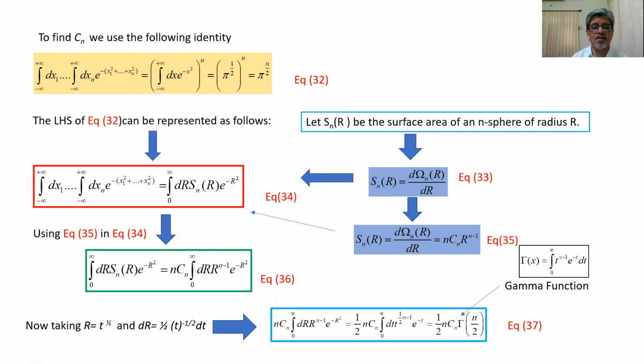So that integral, equation number 36, can be represented as equal to 1/2 n C_n integral 0 to infinity dt t^(n/2 - 1) e^(-t). And that is nothing but the famous gamma function, which is defined in a box on the right-hand side. So it is 1/2 n C_n gamma(n/2). That is represented by equation number 37.